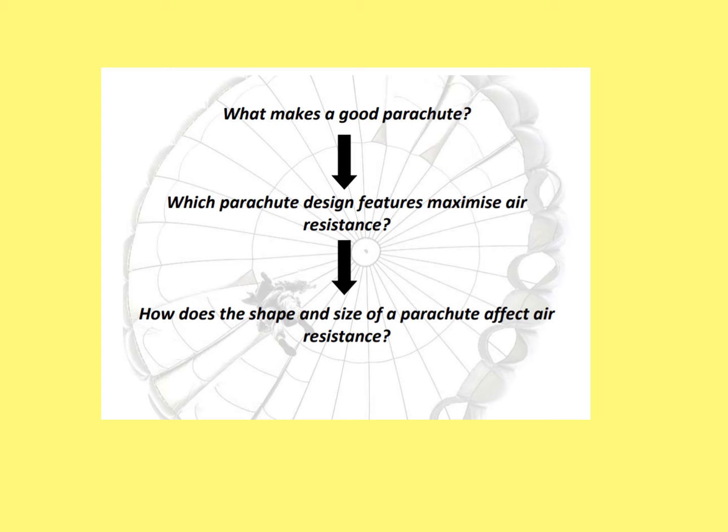So we've got 3 questions to think about here before we get started. What makes a good parachute? Which parachute design features maximize air resistance so that it takes longer for the parachute to float down to the ground? How does the shape and size of a parachute affect the air resistance? So that's a really good question. That's going to help us with the basis of an inquiry question for our investigation today.